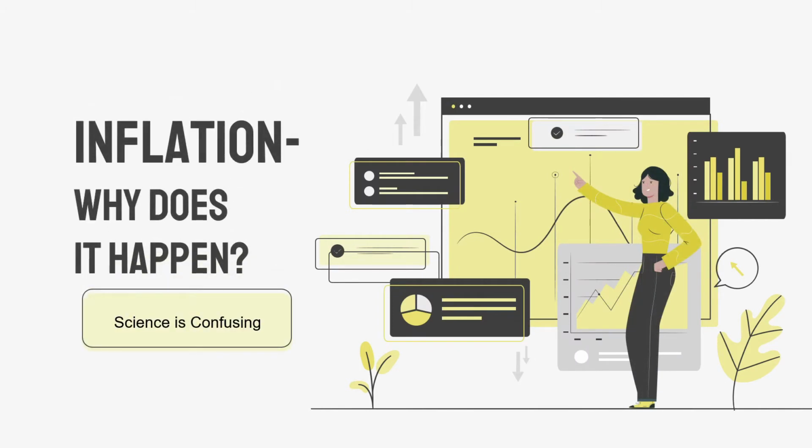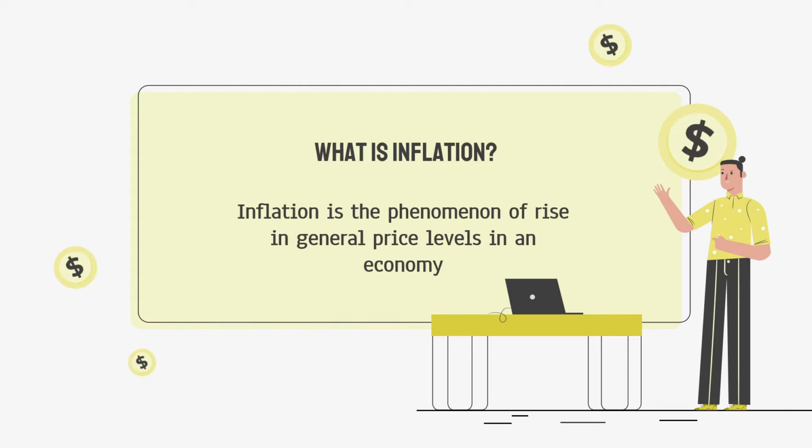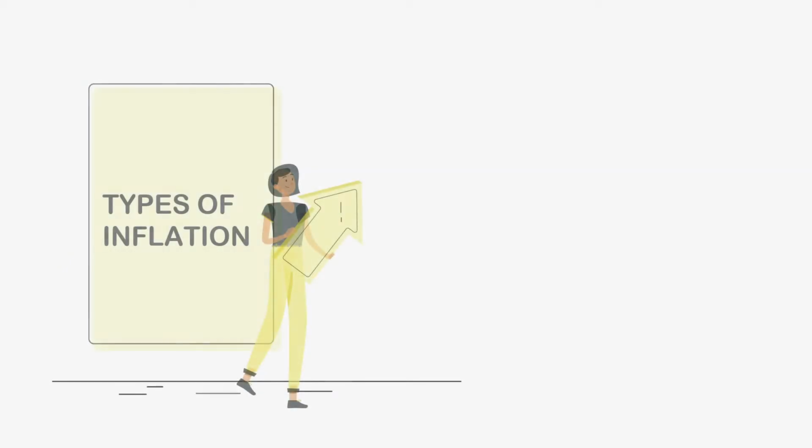Today we'll be discussing inflation and why it occurs. So let us first define the term inflation. Simply speaking, inflation is the phenomenon of rise in general price levels of an economy. Now the question is, why does inflation occur?